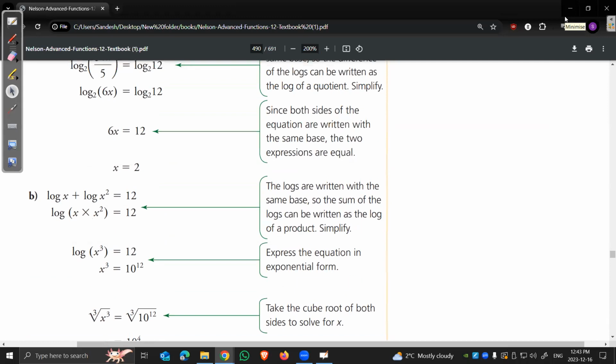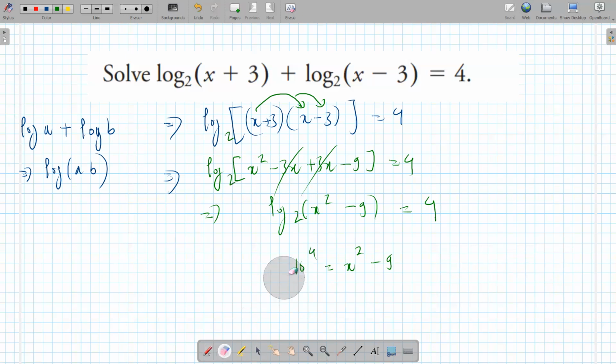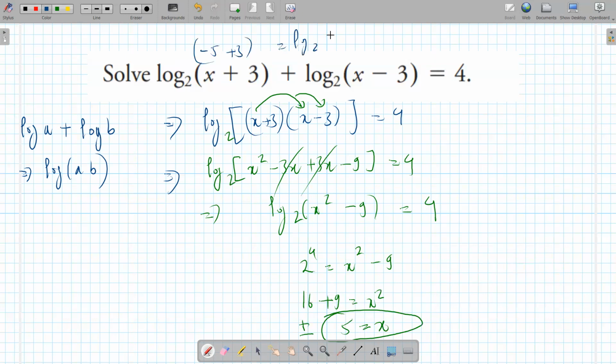Okay, there was a base 2 here. The only difference it's going to make is that instead of being 10 to the power of 4, it'll be 2 to the power of 4, which is 16. So you have 16 plus 9 equals x squared. So that's the square root of 25. It'll be 5. And that's the answer. It's technically plus minus 5. But if you use minus 5 as x in here, you'll get a log of a negative number, which cannot happen. So that's why it's strictly positive 5.